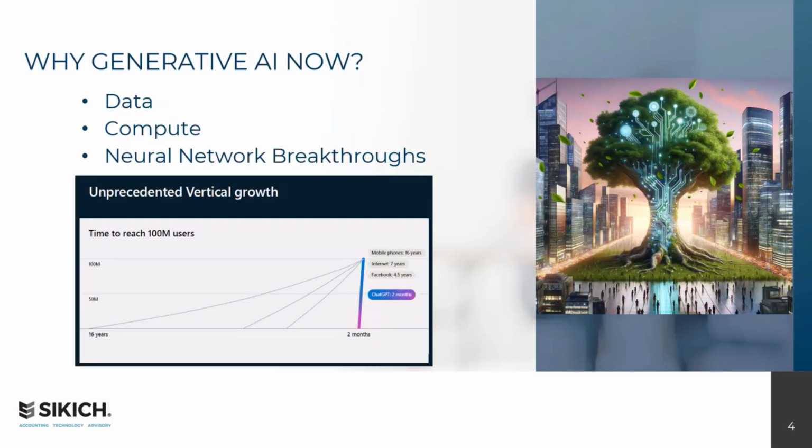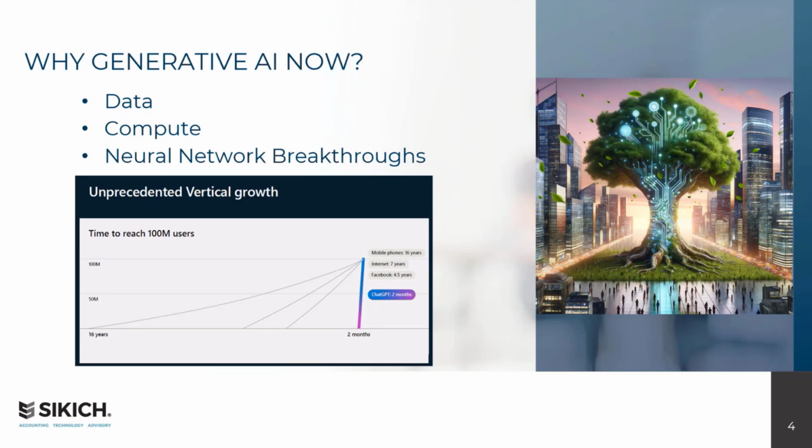So why today? Why generative AI today? There are three key advances that have made this possible right now in history. These would include the availability of large amounts of data, or the internet; the availability of scalable and reasonably priced powerful computer systems, thank you, NVIDIA, for doing that; and breakthroughs in neural network architecture.